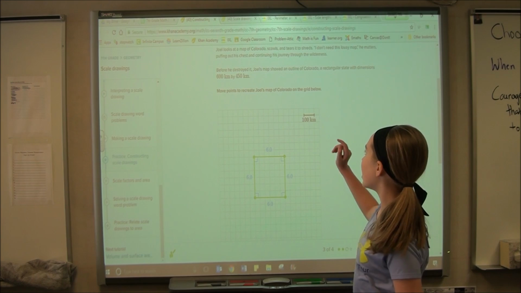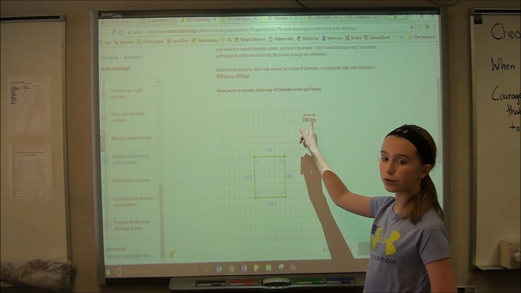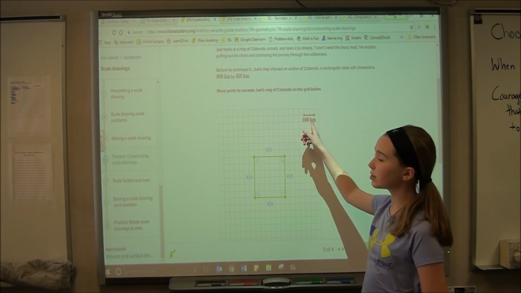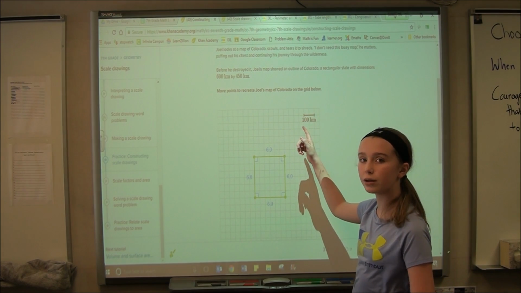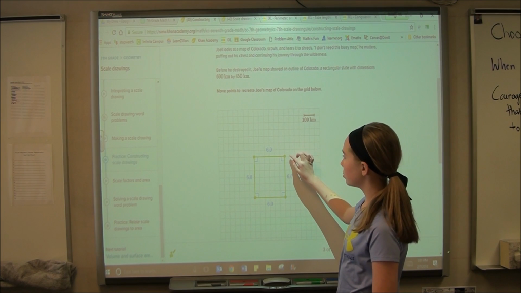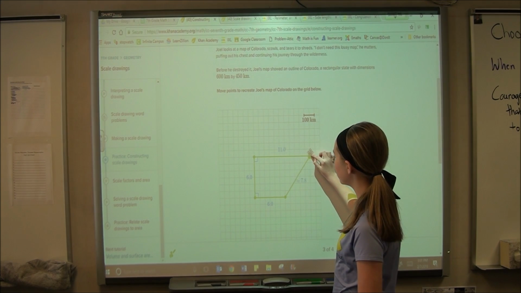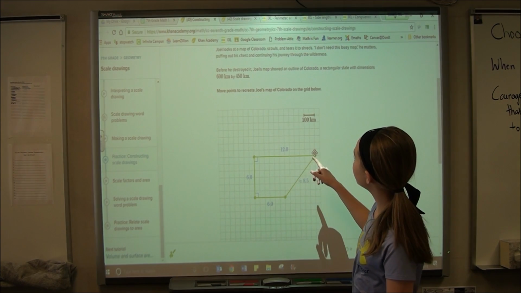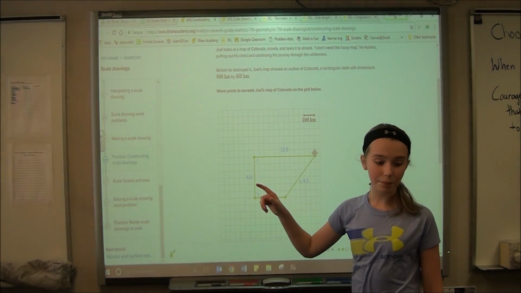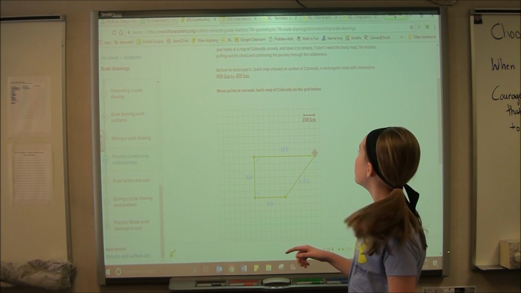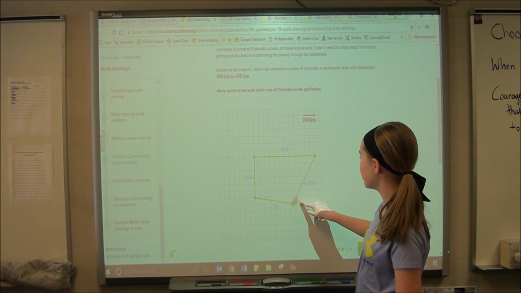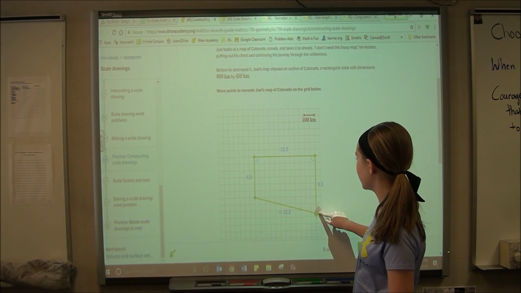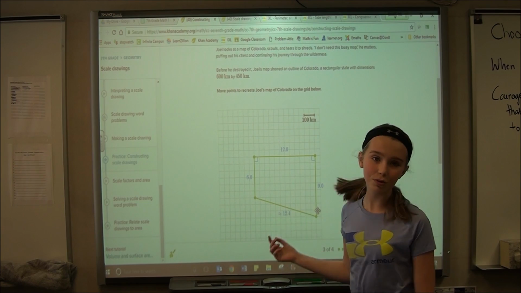So it says here that 100 kilometers is 2 of these squares. So what we can do is take 2 squares times 6, because you'd have to take 100 times 6, that would equal 12. So it'd be 12, and then it would be 9, because you would do the same thing.